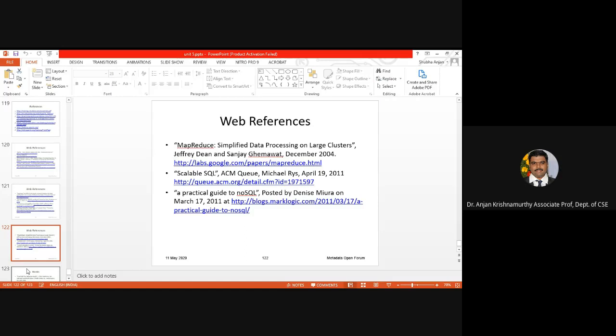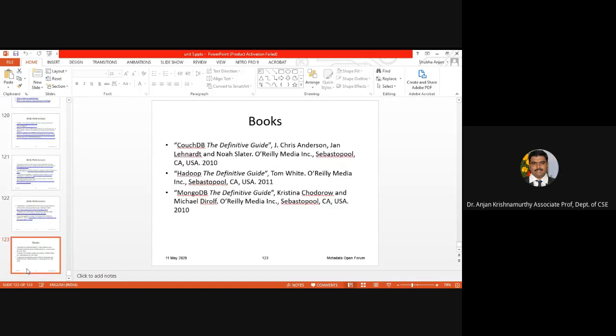Okay, so then there are several books. I myself have somewhere around 20 to 25 ebooks related to Hadoop, MongoDB, CouchDB, and so on. These are all books which will enhance your knowledge about the topic.